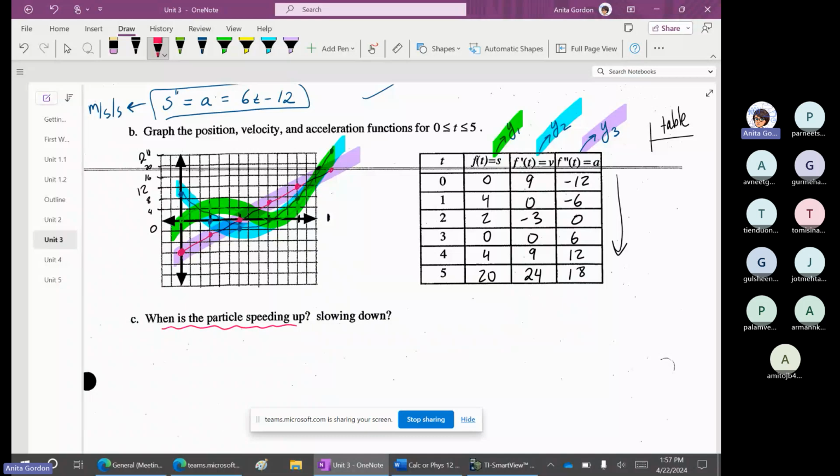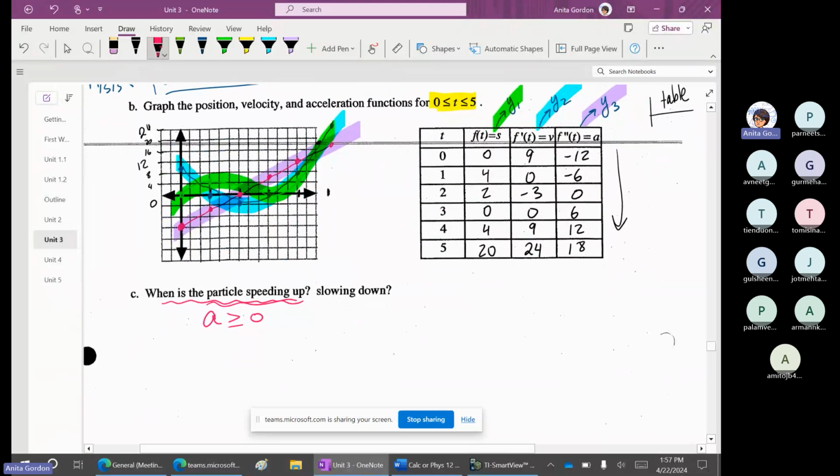Yes. So basically, when is it speeding up is when is acceleration greater than or equal to 0, right? So because we're only focused on the time period of 0 to 5, which is our picture, acceleration is positive. It is speeding up between 2 and 5. Similarly, when is it slowing down? What am I asking? Where is it lower than 0? So this will be between 0 and 2.